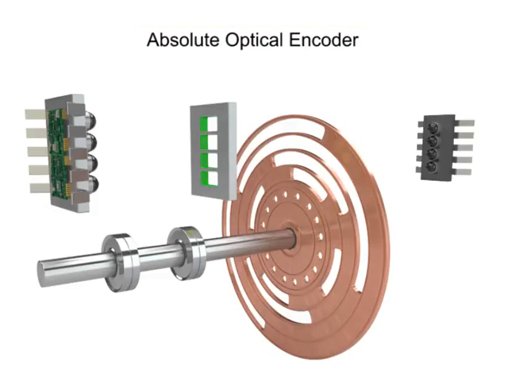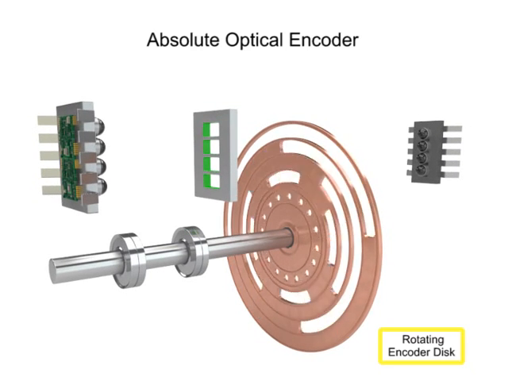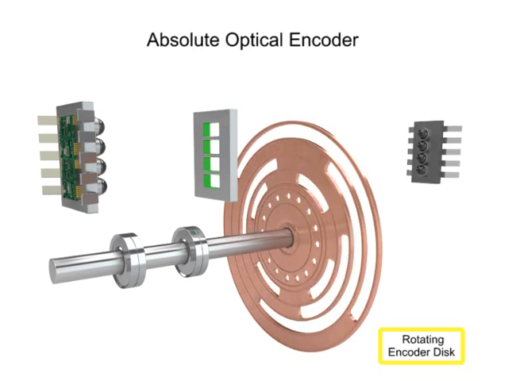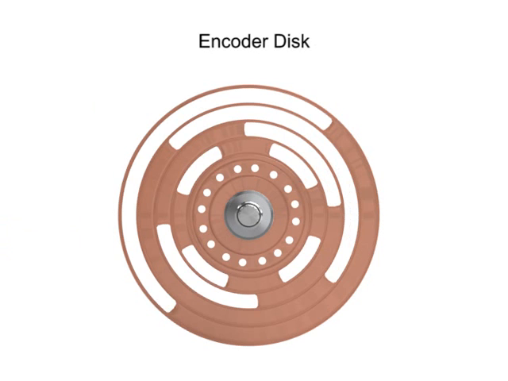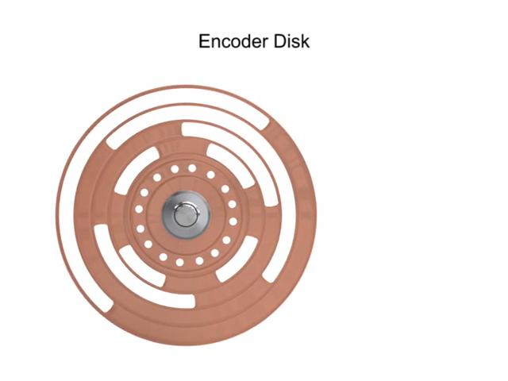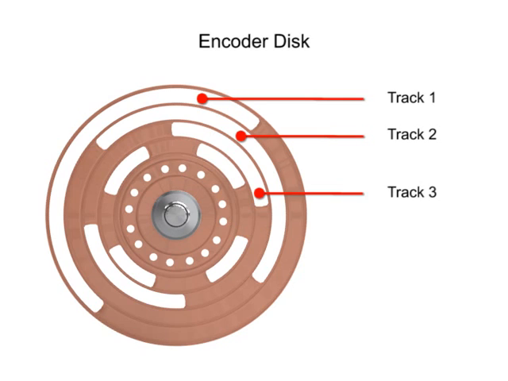An absolute encoder consists of four major components: a rotating encoder disk, a light source such as an LED, a photodetector as the light sensor, and a signal conditioner that converts the signals into square waveform. The encoder disk consists of a series of opaque and transparent tracks mounted to a rotating shaft. The tracks of the disk are arranged concentrically around the center of the shaft.